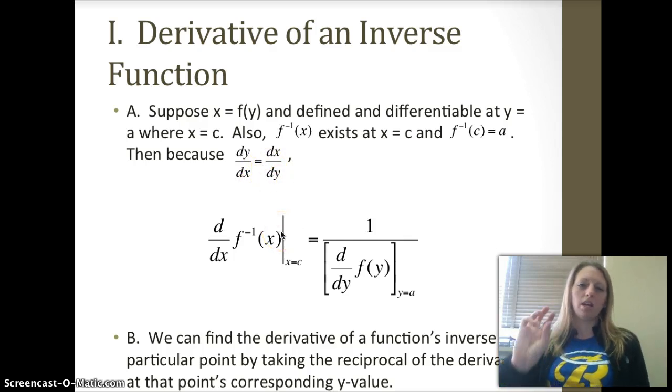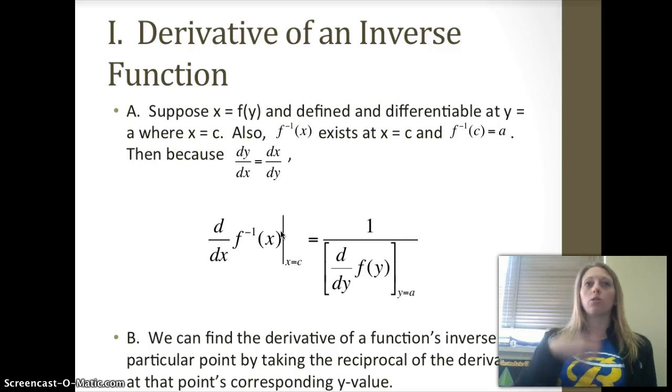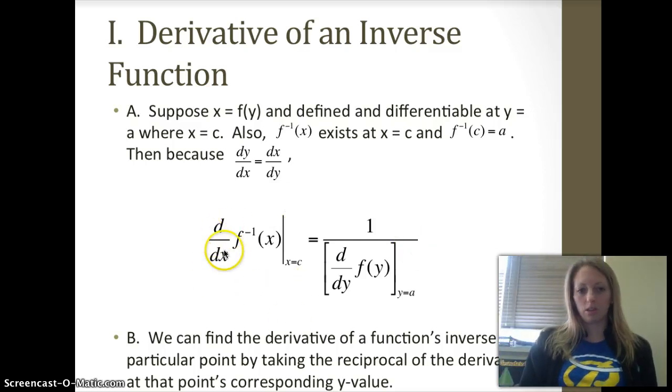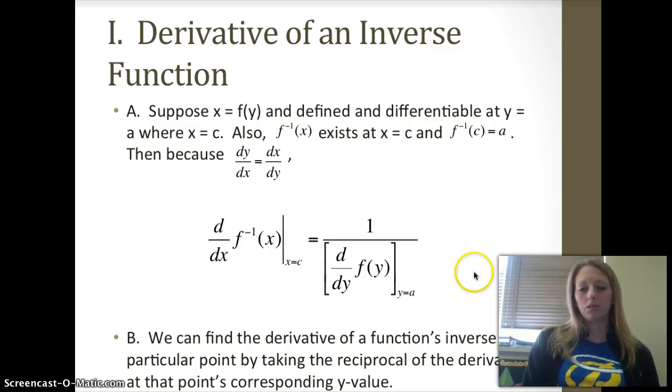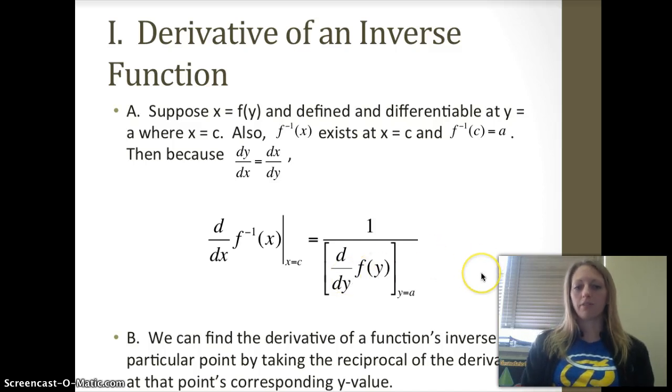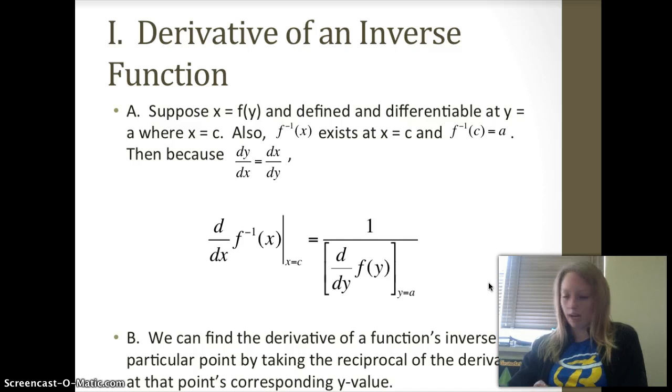That's all that means: if your derivative of y with respect to x is 2x, then your derivative of x with respect to y, which would be the inverse, is 1 over 2x. So the derivative of the inverse, that's what you can see here, the derivative of the inverse at x equals c, this bar still just means you're at that spot, equals 1 over the derivative of y. So we can find the derivative of a function's inverse at a particular point by taking the reciprocal of the derivative at that point value.